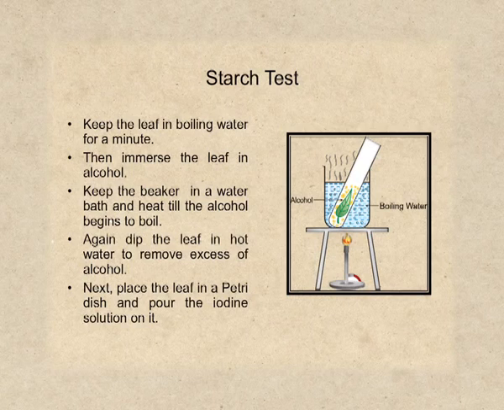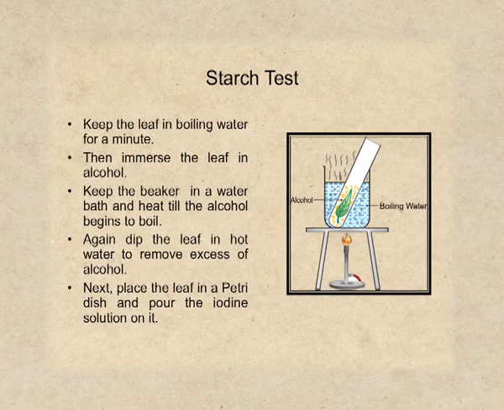After that, immerse the leaf in alcohol in a beaker and keep the beaker in a water bath. Heat the beaker till the alcohol boils. The significance of this step is that alcohol removes all the chlorophyll present in the leaf. Then dip the leaf again in hot water. This is to remove the traces of alcohol present. Then place the leaf on the petri plate and add a few drops of iodine solution.